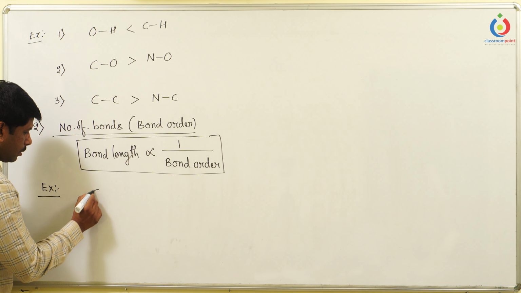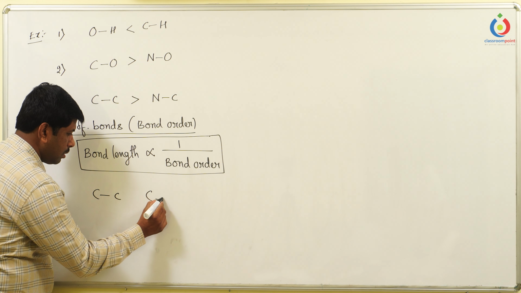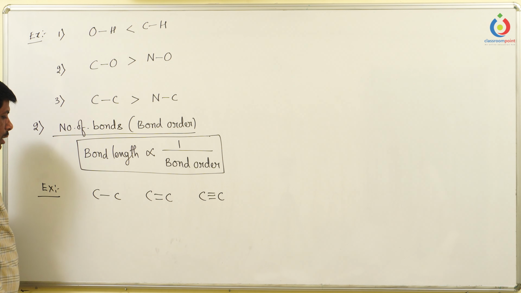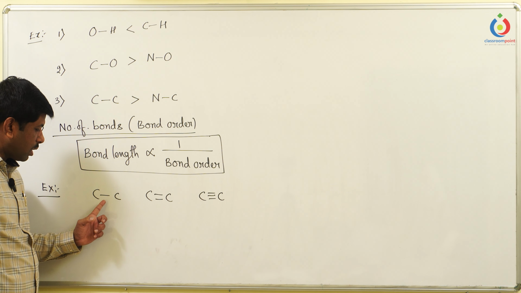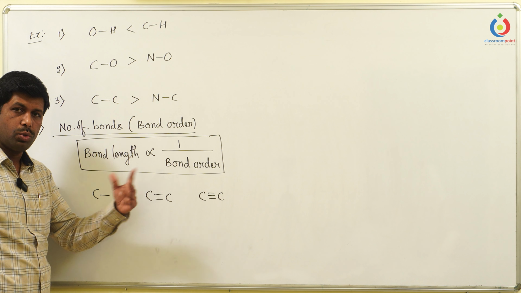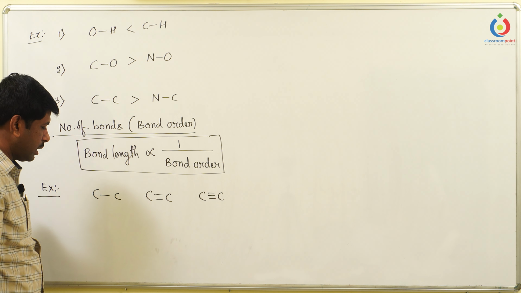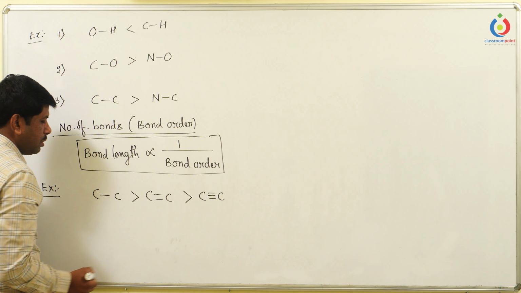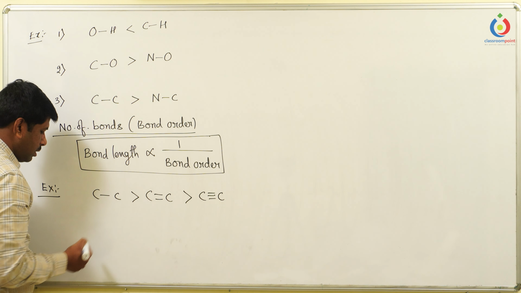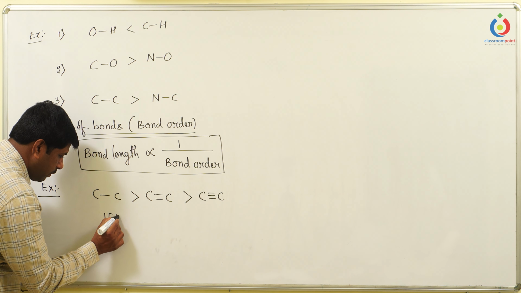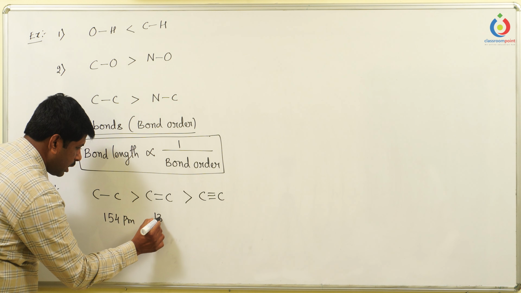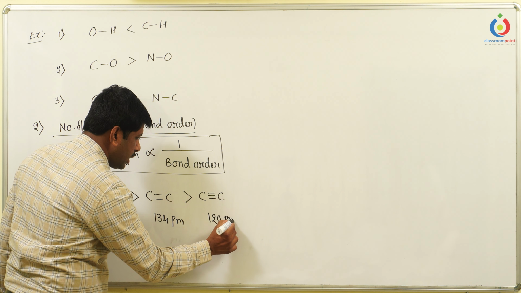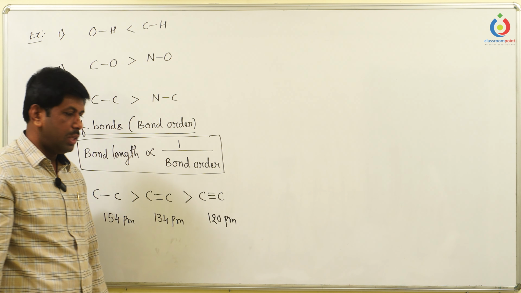Example: carbon-carbon single bond, carbon-carbon double bond, carbon-carbon triple bond. Here both of these carbon atoms are attracted by only one bond. Here attracted by two bonds, meaning two forces of attraction. Here, three forces of attraction. So the bond length in the case of C-C single bond is more than the C=C double bond, which is more than the C≡C triple bond. We can write down their values also. This is 154 picometers. This is 134 picometers. This is 120 picometers. That is for isolated bonds, not bonds in conjugation.